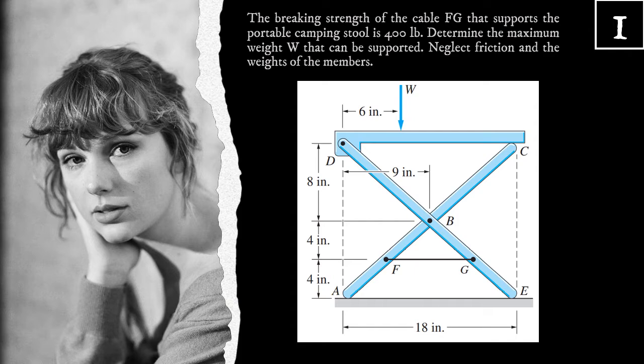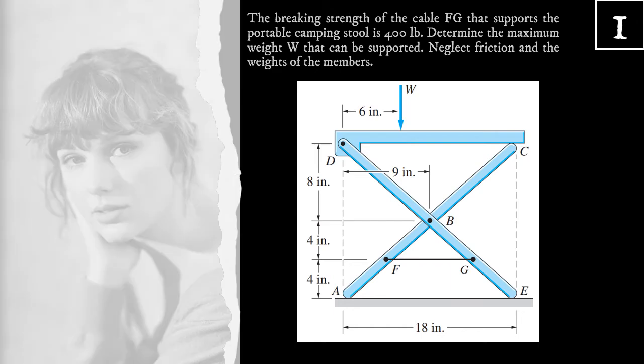The breaking strength of the cable FG that supports the portable camping stool is 400 pounds. Determine the maximum weight W that can be supported. Neglect friction and the weights of the members. We will solve this problem using method of members.